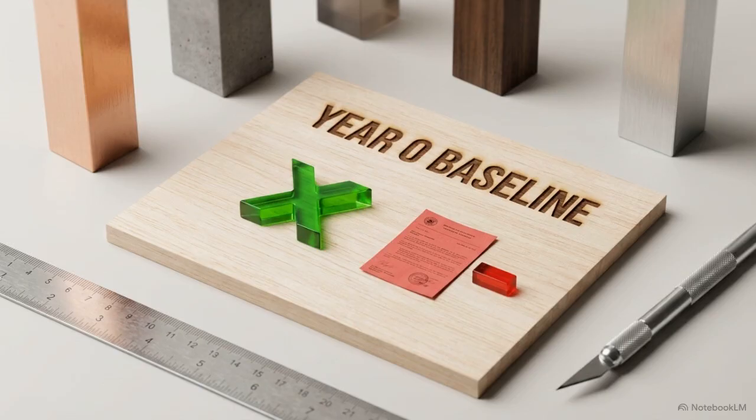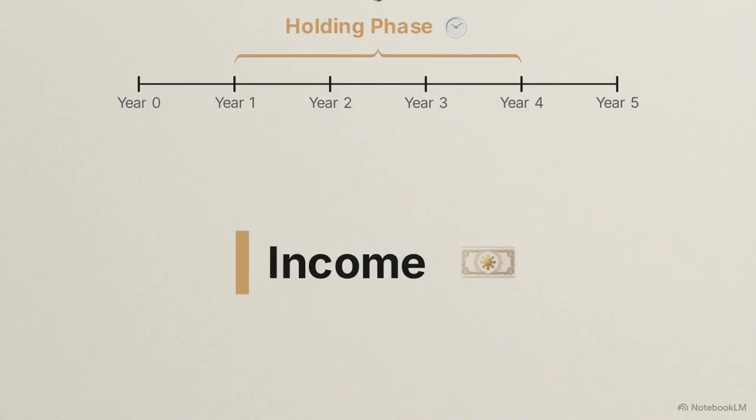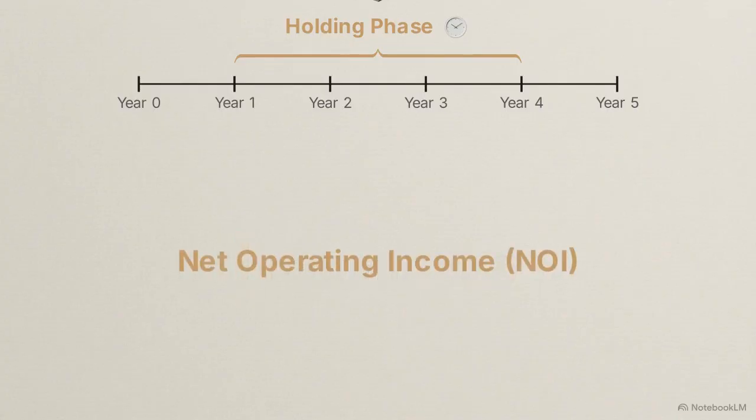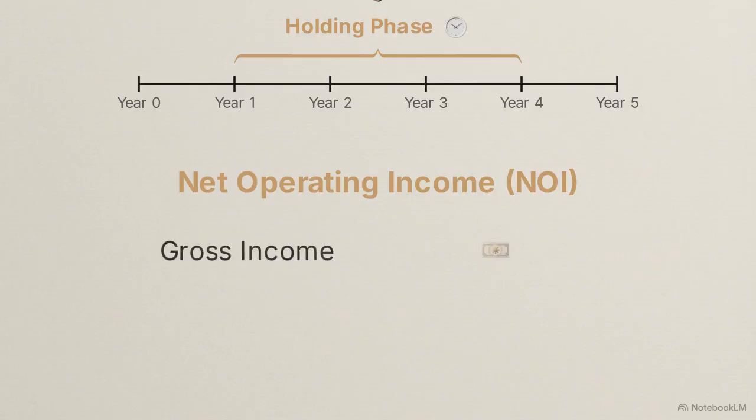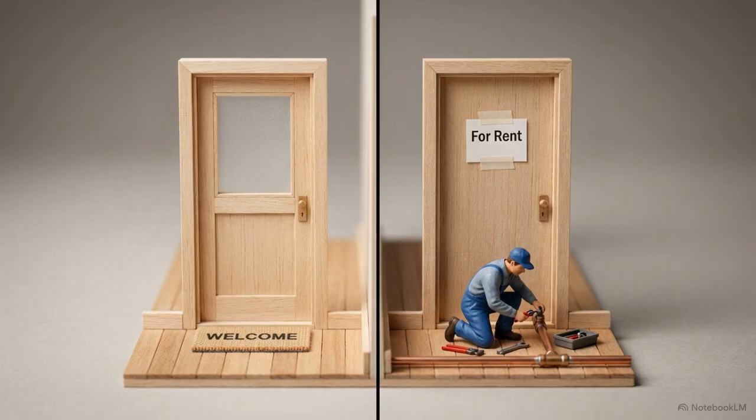The entry phase establishes your mathematical baseline. Leverage acts as a multiplier, but high transaction costs drag on initial liquidity. Advancing to years 1 through 4, we enter the holding phase, driven by I for income. Professional investors measure this using net operating income, or NOI, calculated by taking gross income and subtracting vacancy losses and operating expenses. Gross rent assumes perfect conditions. Subtracting realistic vacancy rates and maintenance costs gives you the actual stable cash flow the asset generates.